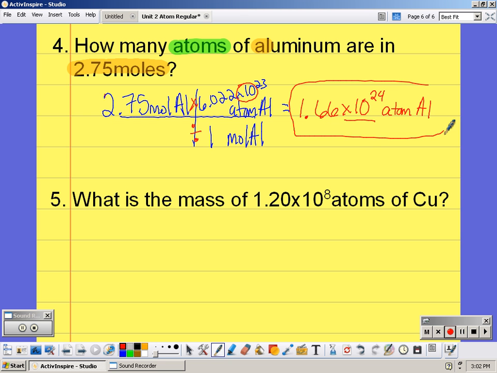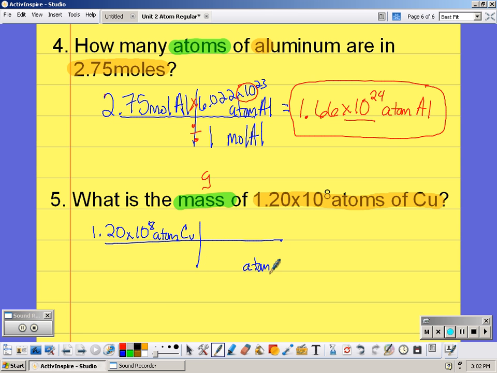Finally, we have given the number of atoms of copper, and we are looking for the mass. Remember, mass is measured in grams. So we're going to start with our given, 1.20 times 10 to the 8th. That's our number. The unit is atom, and we need our substance, copper. Our given unit is atom on the bottom. We're looking for grams on the top. Avogadro's number always goes with atom, and the molar mass goes with grams. So the molar mass of copper is 63.5.